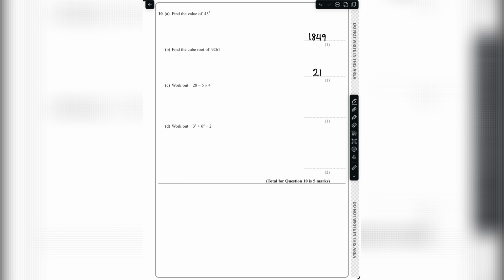In part C, we are asked to work out 28 minus 5 times 4. So using BIDMAS, we can work out the product of 5 and 4, which is 20. So 28 minus 20 is 8. And in the final part of this question, we are asked to work out 3 cubed plus 6 squared divided by 2. So if we use BIDMAS, we can divide 6 squared by 2. So we can actually write this as 3 cubed, which is 27, plus bracket 6 squared, which is 36, divided by 2. And if you put this into your calculator, you get a value of 45.